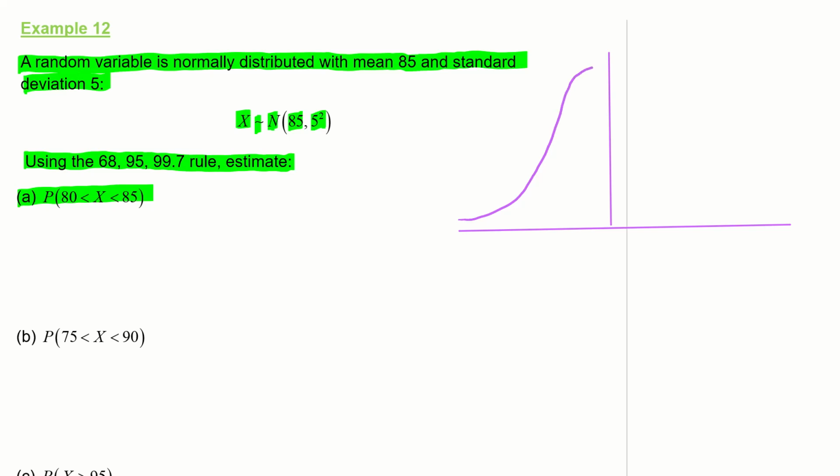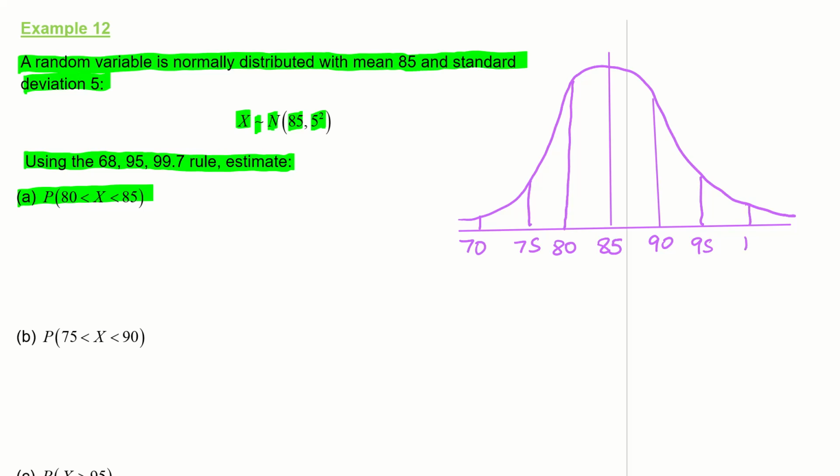And here's my distribution. And the mean here is 85. And so one standard deviation down is 80. One standard deviation up would be 90. And then I'll have 75 and 70 and 95 and 100. And in this first part of the question, we're after this.